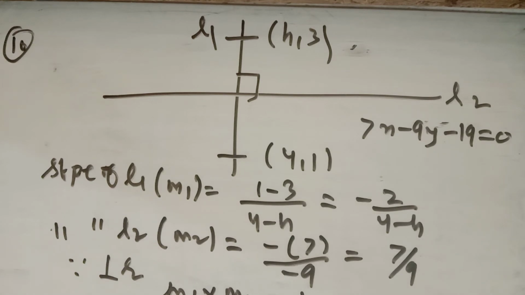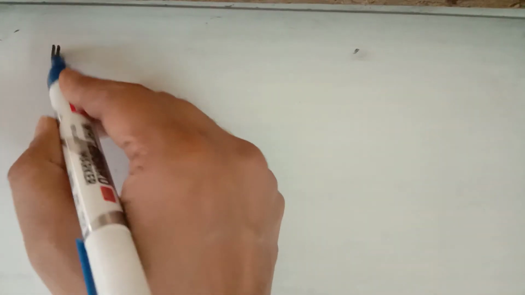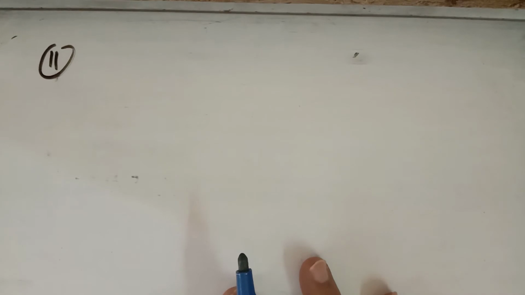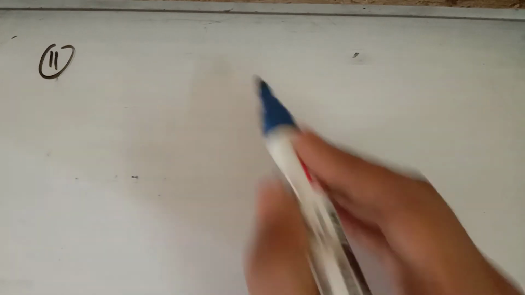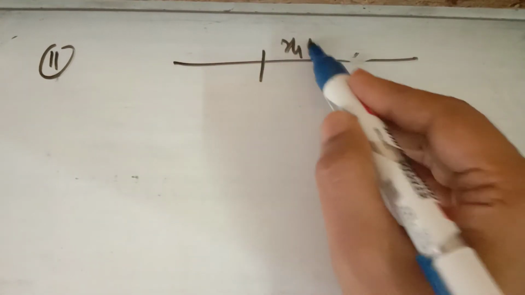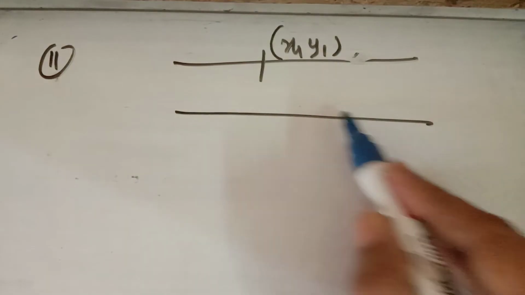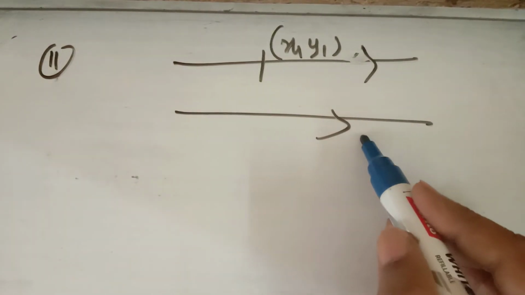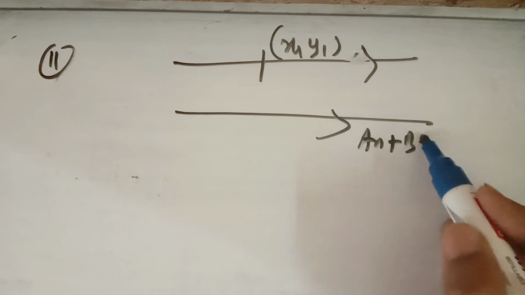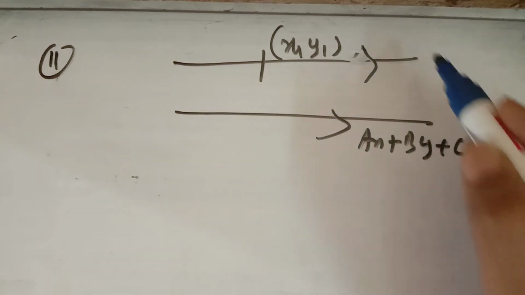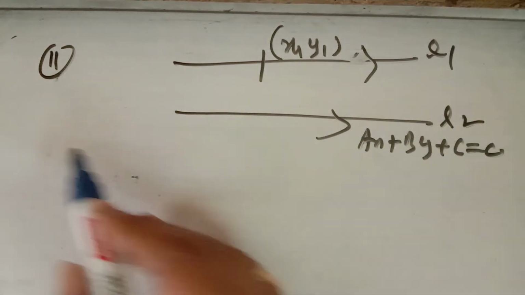7 we have done, but instead of exact points, the general point of the line is given. So what you have to find? You have to find the equation of the line passing through the point x1 y1 and is parallel to the line ax plus by plus c equal to 0. Let us call it L1, let us call it L2.